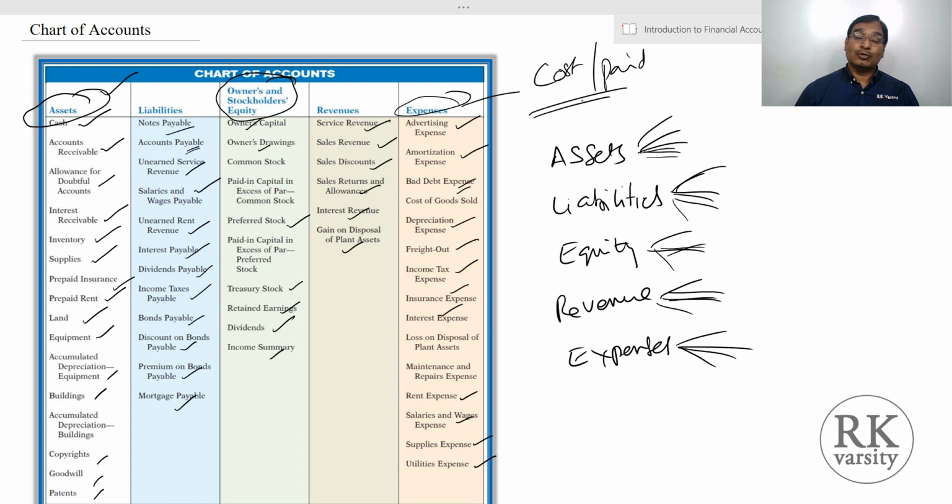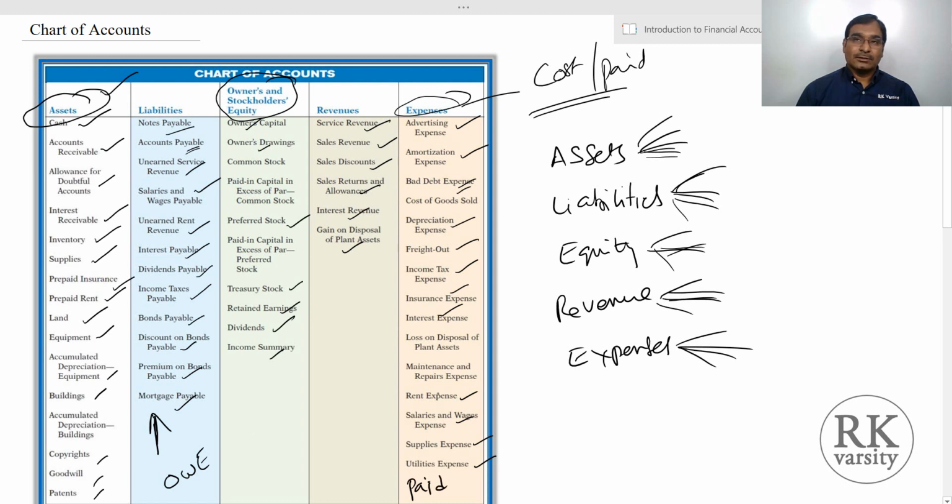But if you have to pay these expenses, then they become a liability. So here you can see mortgage payable, discount on bonds payable, or we can say interest payable, dividends payable, salaries and wages payable. So if it is payable, that means you owe. So those will become liabilities. When you incur a cost and you paid, that is your expense.